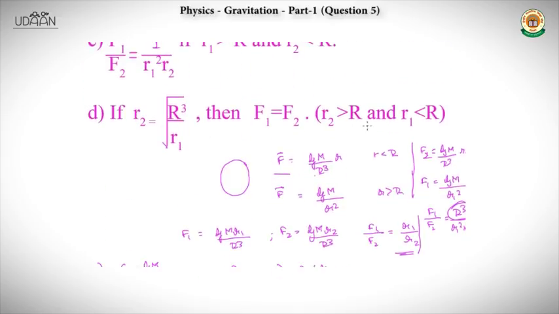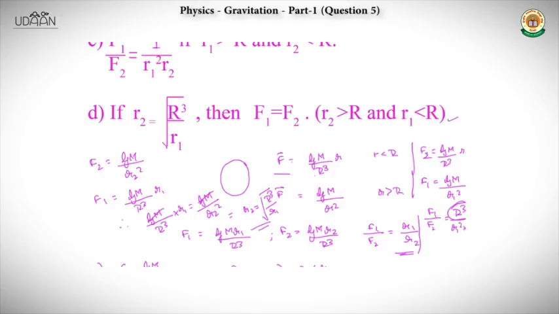For the fourth option, r2 is outside and r1 is inside. So F2 would be GM upon r2 square, and F1 would be equivalent to GM upon R cube into r1. So therefore both the forces are equal. So GM upon R cube into r1 is equal to GM upon r2 square. So these would get cancelled off. So therefore r2 is equal to the square root of R cube upon r1. So this is also the correct option. So three correct options there. Yep, A, B and D.